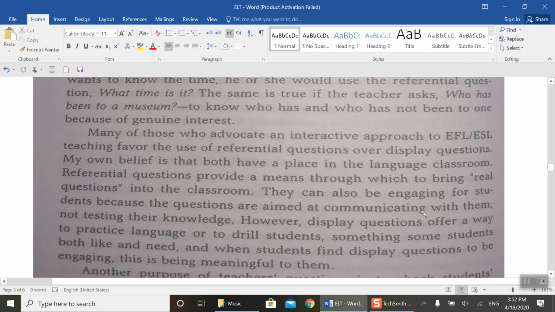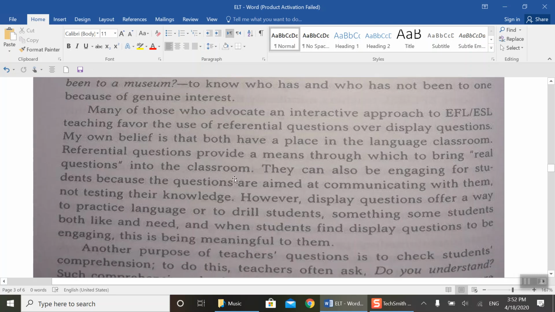They can also be engaging for students because the questions are aimed at communicating with them, not testing their knowledge. Okay, this is a referential question. However, display questions offer a way to practice language or drill students. But display questions offer a way to practice language or drill students.